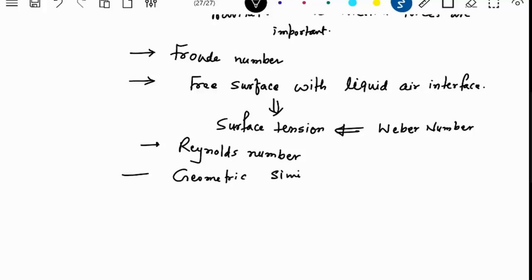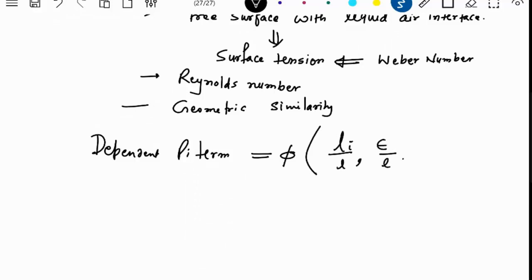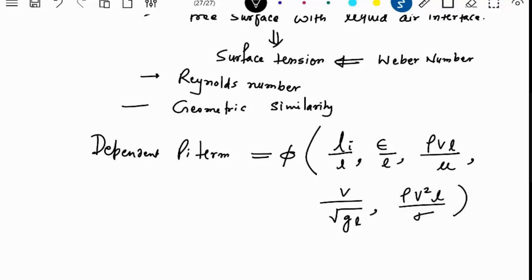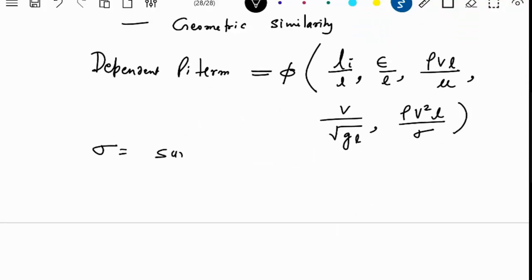Geometric similarity. So if you consider all this, my dependent pi term can be written as a function of non-dimensional numbers related to geometry, surface roughness, inertia forces, gravity forces, and finally this Weber number that is related to surface tension. In this case, sigma is the coefficient of surface tension.